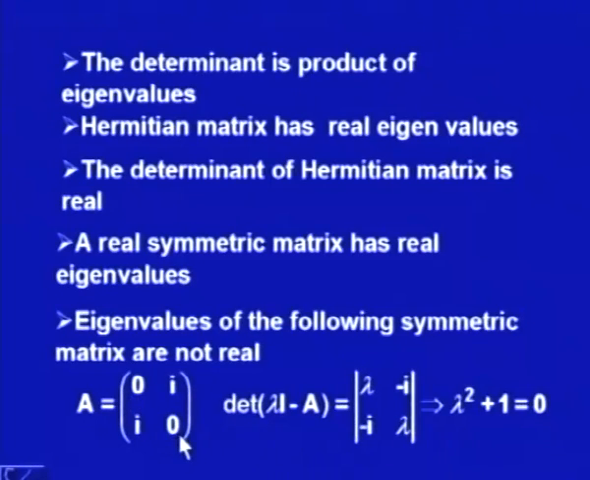Where have we gone wrong? This is a symmetric matrix, but not a real symmetric matrix. So, the result which we have stated is related to real symmetric matrices, and the result is that a real symmetric matrix has real eigenvalues. A symmetric matrix may have other eigenvalues.